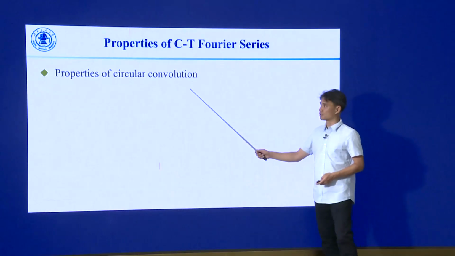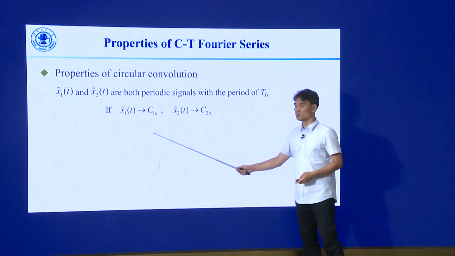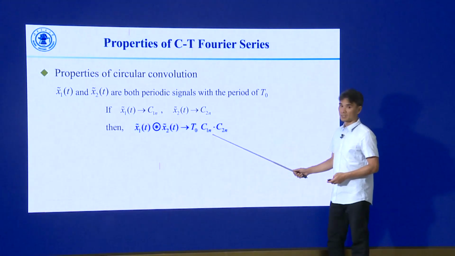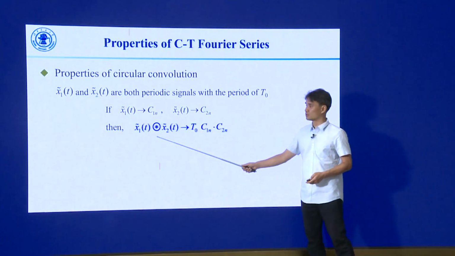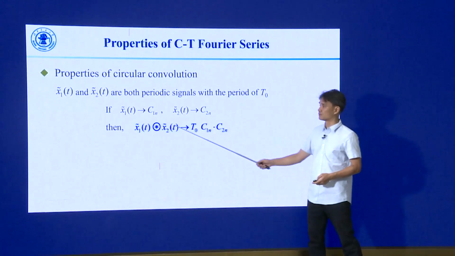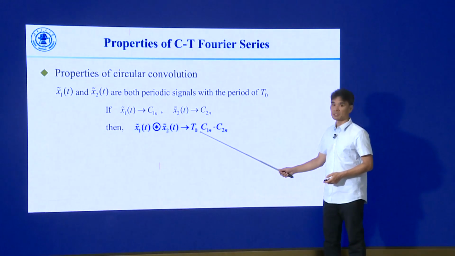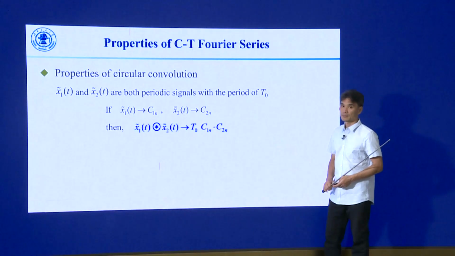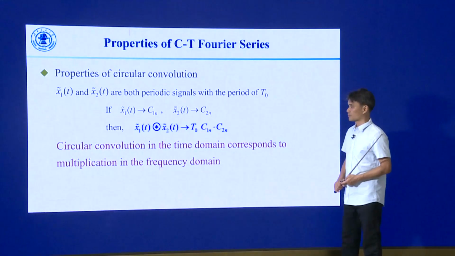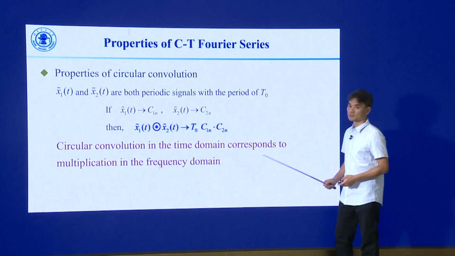The property of the circular convolution states that if we have circular convolution in the time domain, then correspondingly in the frequency domain, the spectrum of the resulting signal is the multiplication of the spectra of the original signals, multiplied by the fundamental period T sub 0. So this is the content of the circular convolution property: circular convolution in the time domain corresponds to multiplication in the frequency domain.